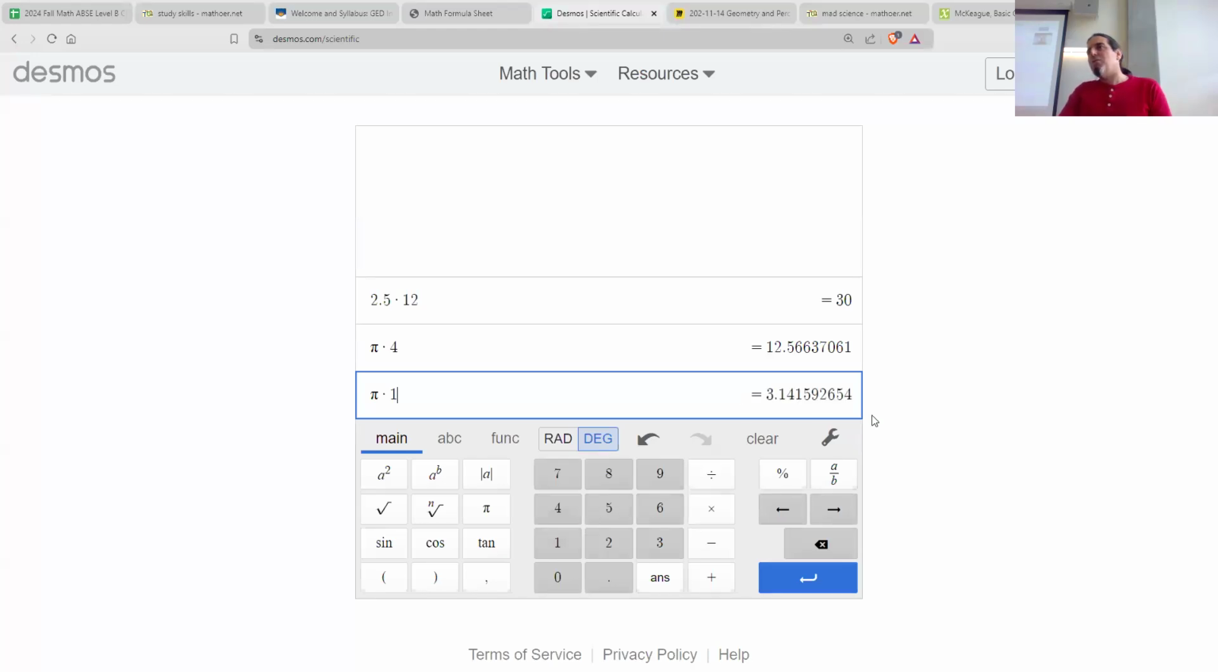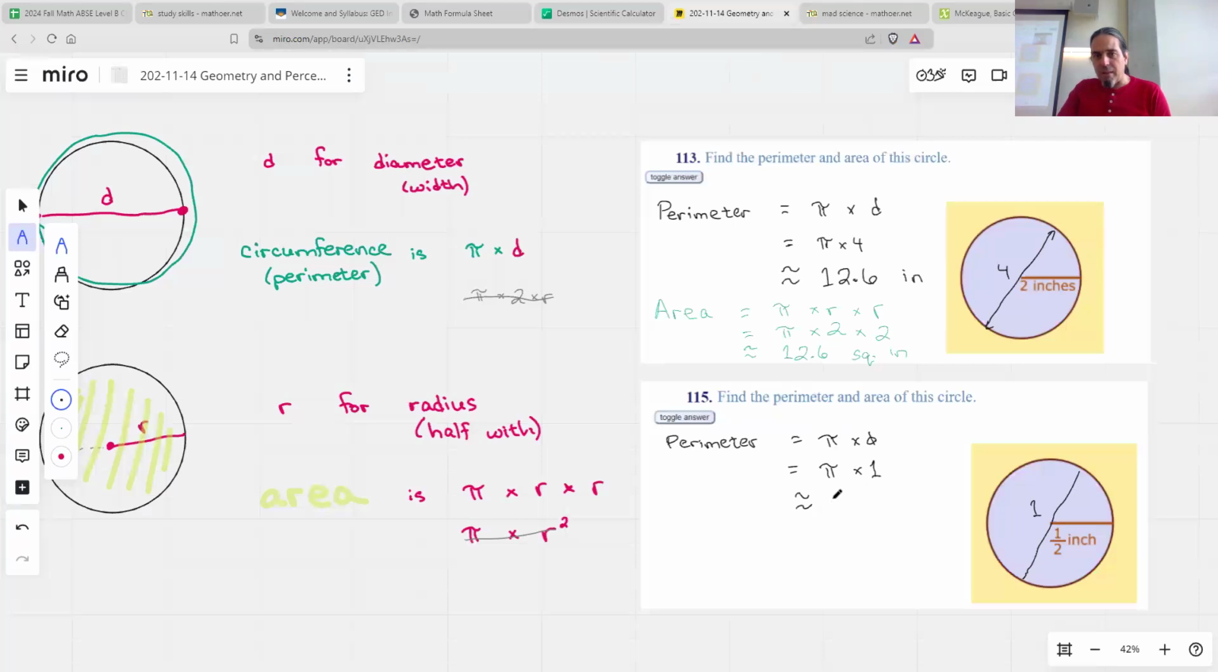3.14159. If you're a math person, you would have memorized that. If not, who cares? The calculator tells you. So about 3.1. It's in inches again.